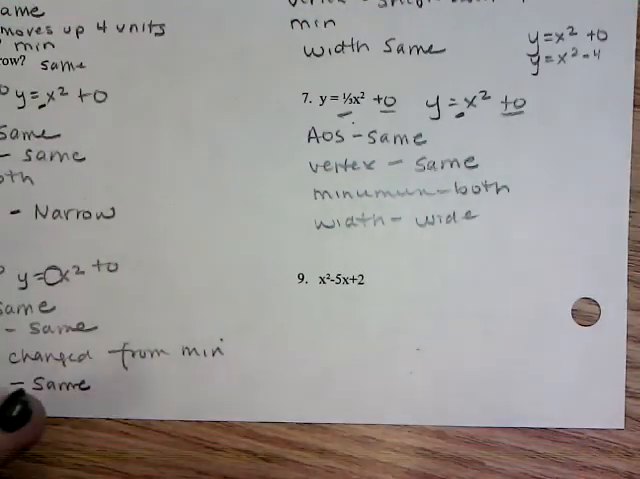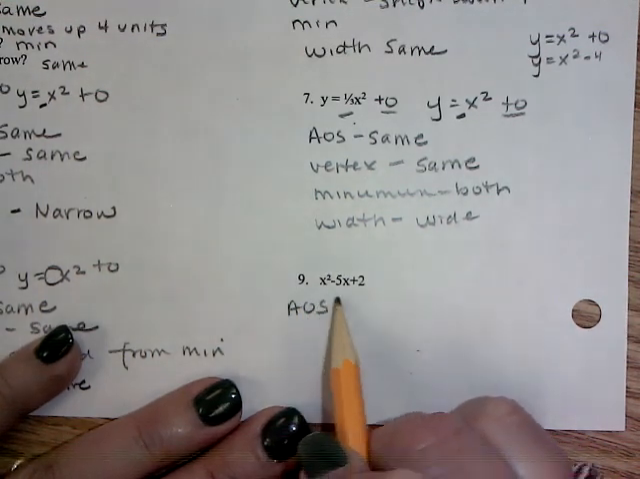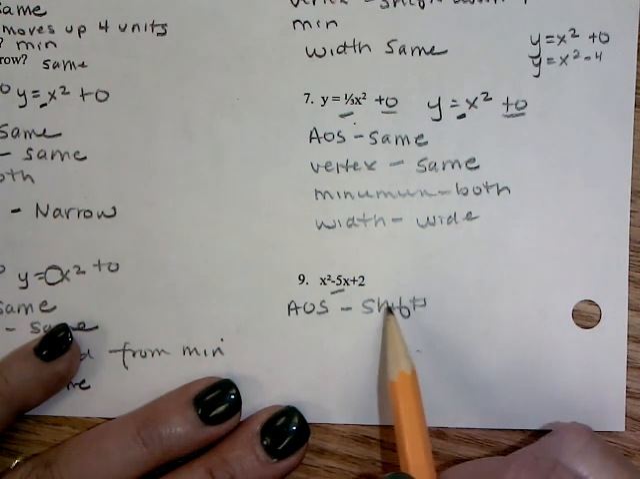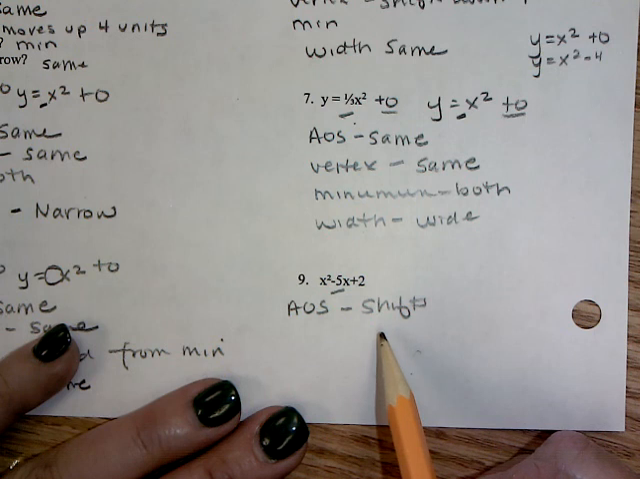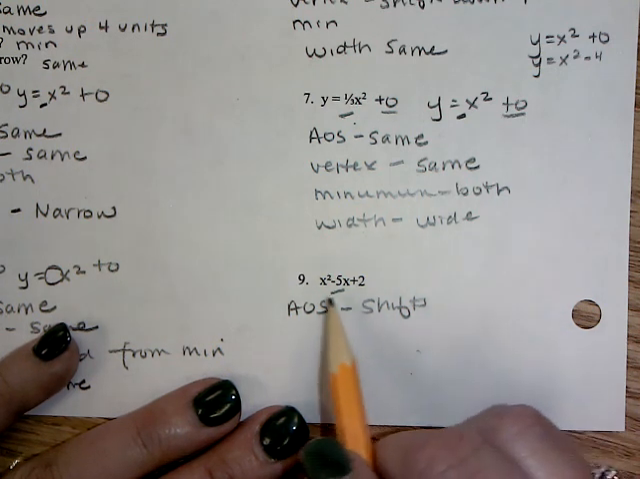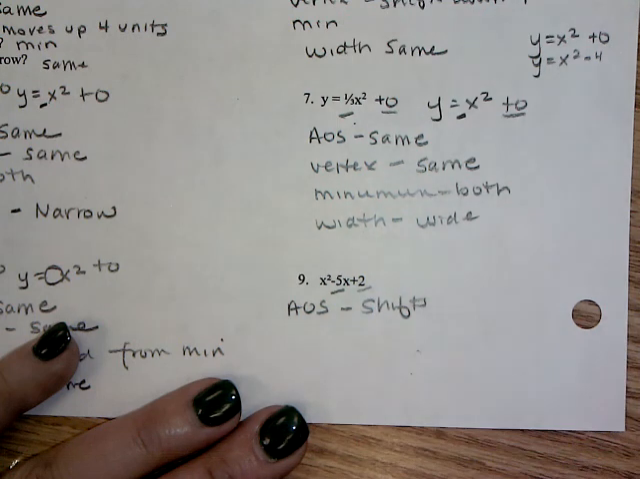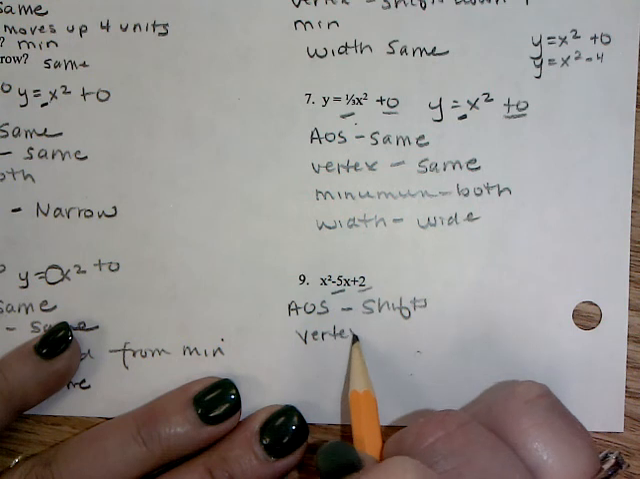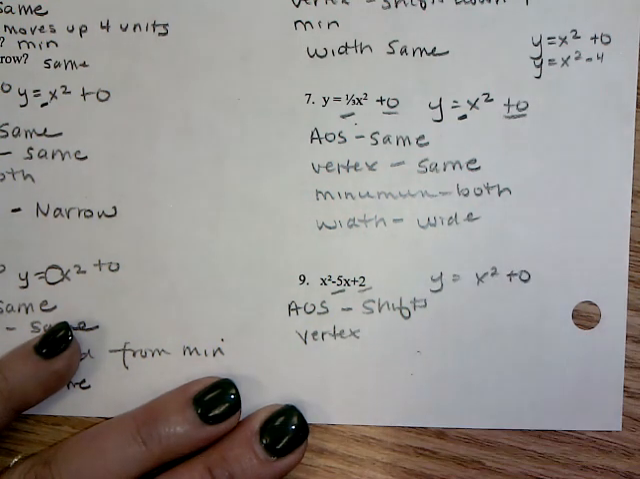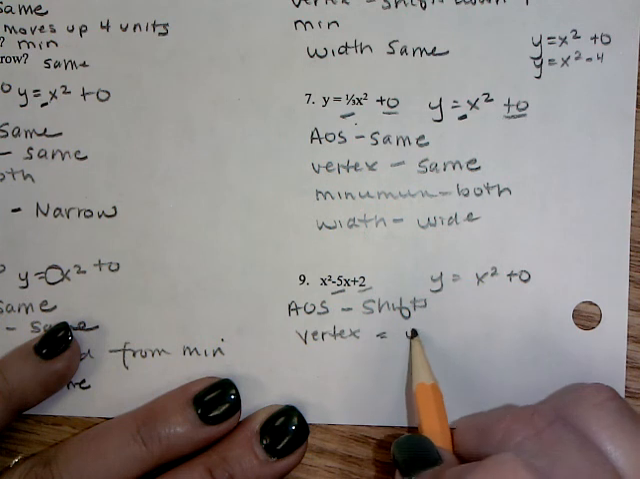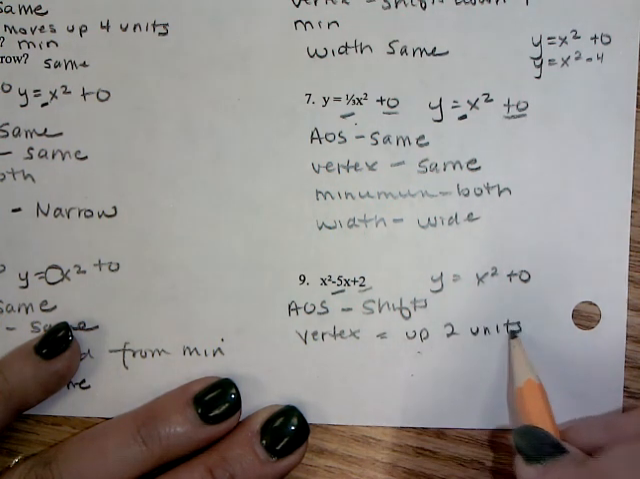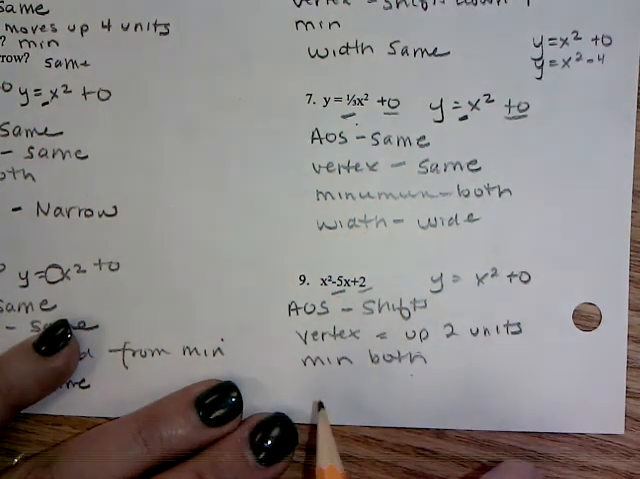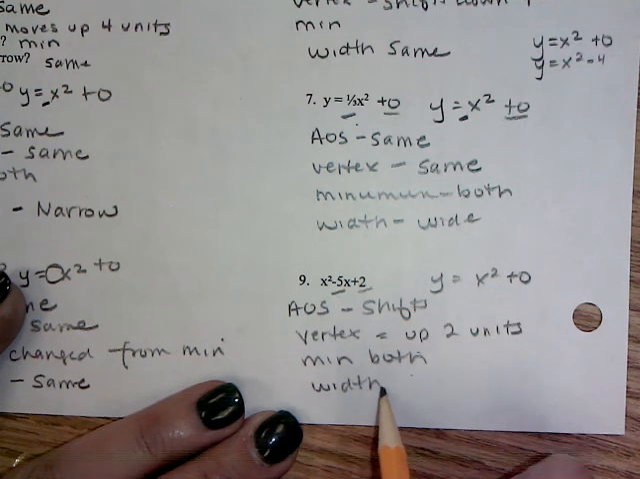And last but not least, because I'm running out of time, the axis of symmetry for my last one, this one shifts. Why? Because I've got this -5. And it actually shifts, I believe it shifts over in the negative direction 5. And then the vertex here is going to make it go up, so it's going to look diagonal when we graph it. So our vertex compared to the y equals x squared plus 0, the vertex here is actually going to go up 2 units. I have a minimum for both. And then the width is going to be the same.